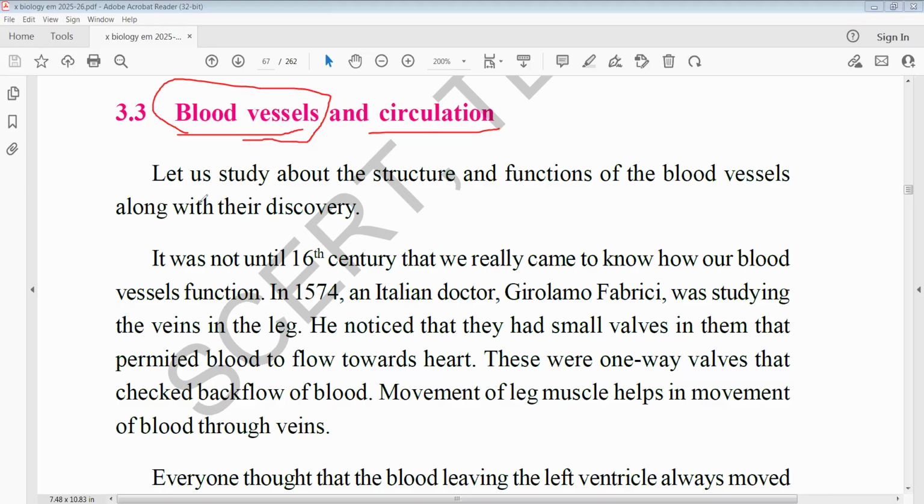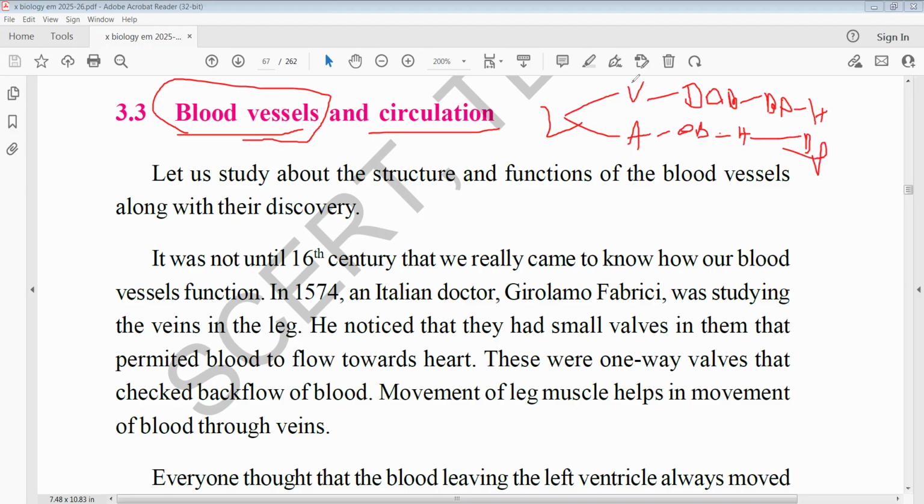Blood vessels are broadly divided into two types. One type is veins, another type is arteries. Veins always carry the deoxygenated blood from body parts to the heart, whereas arteries carry the oxygenated blood from the heart to body parts.